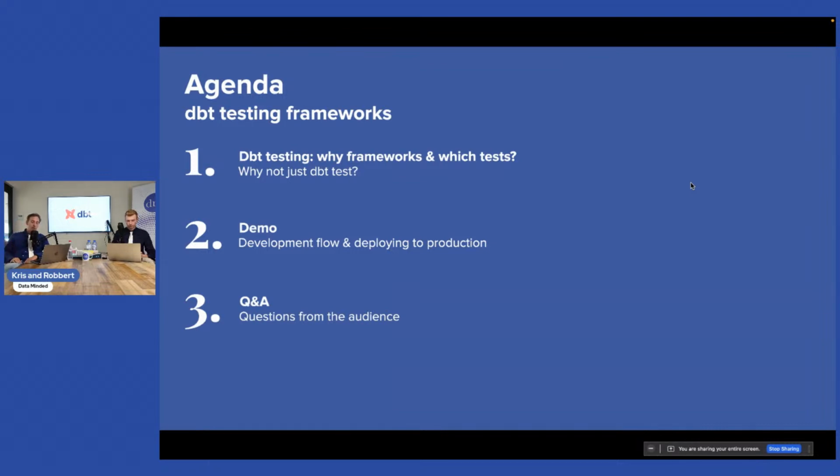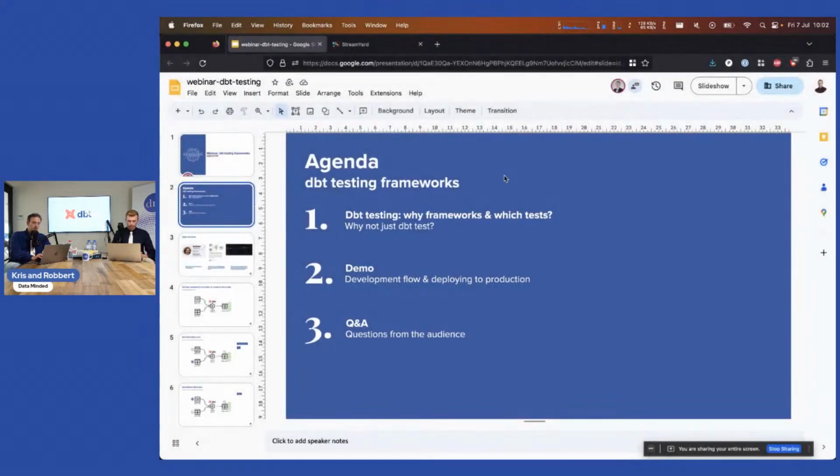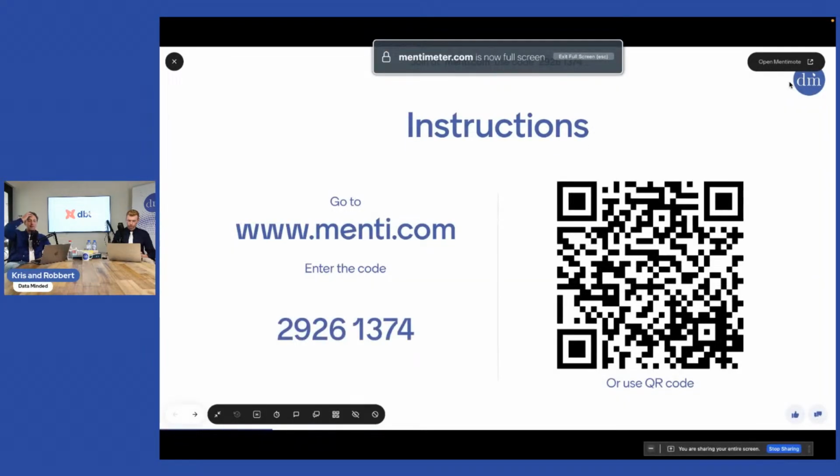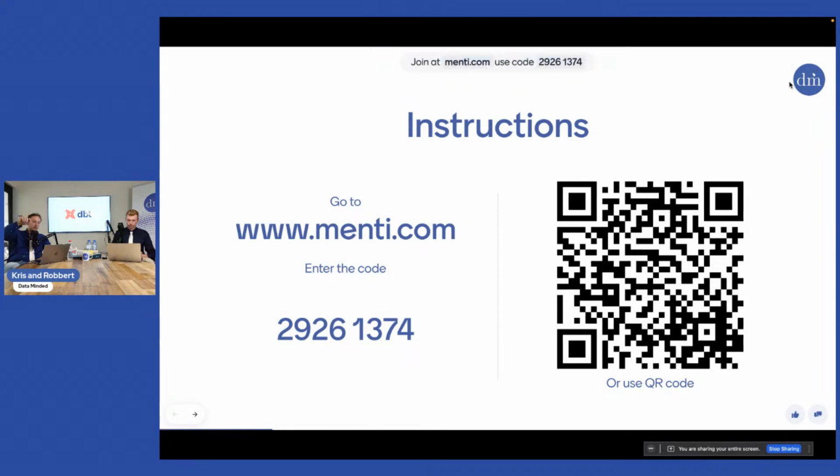But before we dive in, we always do a Mentimeter. I think you're used to that by now, so I'm going to quickly jump to the Mentimeter. All right. So if you go to menti.com and you enter this code, 29261374, it's going to be a few questions for you to answer. So yeah, I'll wait for a bit. There's usually some lag on the line. So go to menti.com, 29261374, and yeah, there's going to be some questions there.